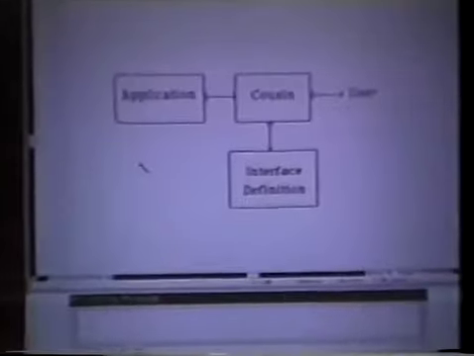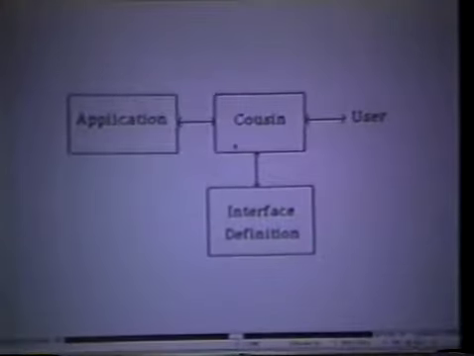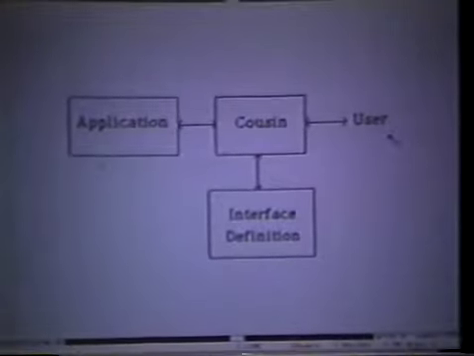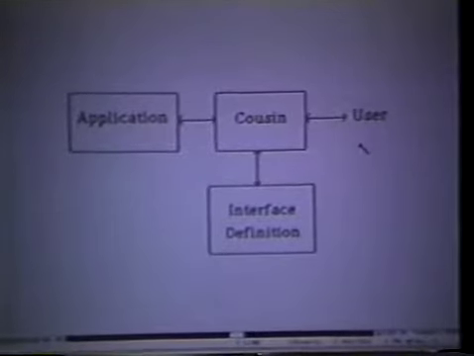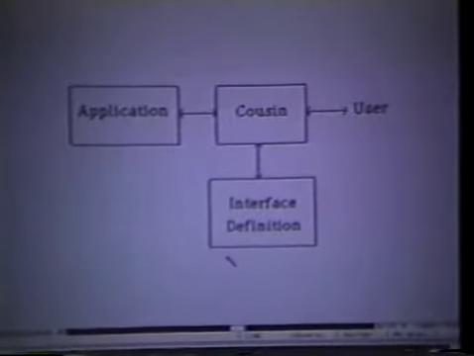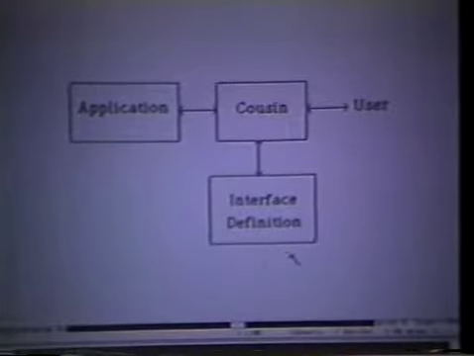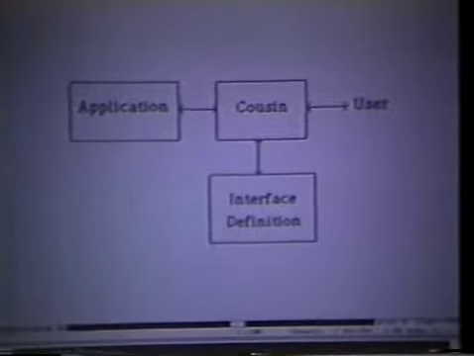As shown here, Cousin sits between the application and the user, controlling communication between them according to the specification in the application's declarative form-based interface definition. The application is thus completely decoupled from the numerous details of communication with the user.